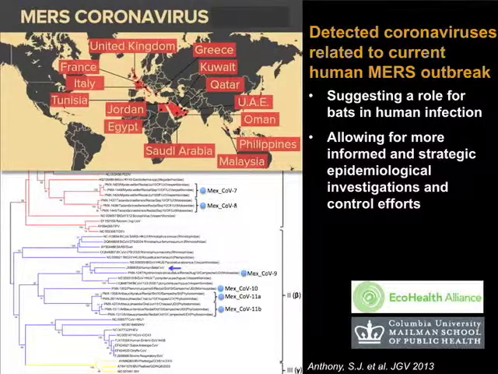So this allowed us to suggest a role for bats in the transmission, in the cycling of this virus in nature, which allowed for more informed epidemiological investigations and also gave some guidance as to possible control methods during this outbreak. There's been some talk now that camels may be involved, but it still seems possible that bats are involved as maybe the wildlife reservoir that then transmits down through domestic animals or something along that line.